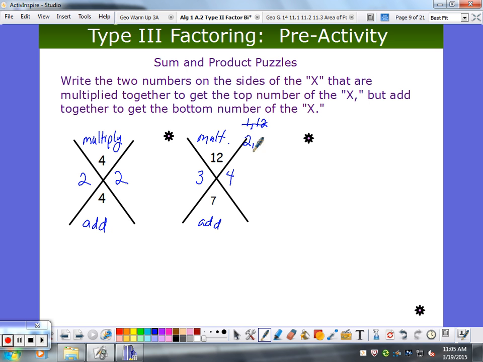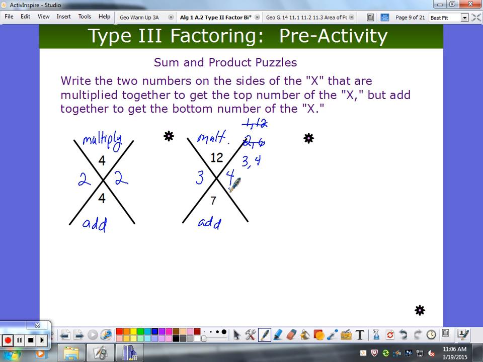2 and 6. They multiply to 12. When you add them, do you get 7? No. 3 and 4. They multiply to 12. When you add them, do you get 7? Yes. That's the ones I want. This is what your brain is doing when you go like this. Your brain actually did all that.